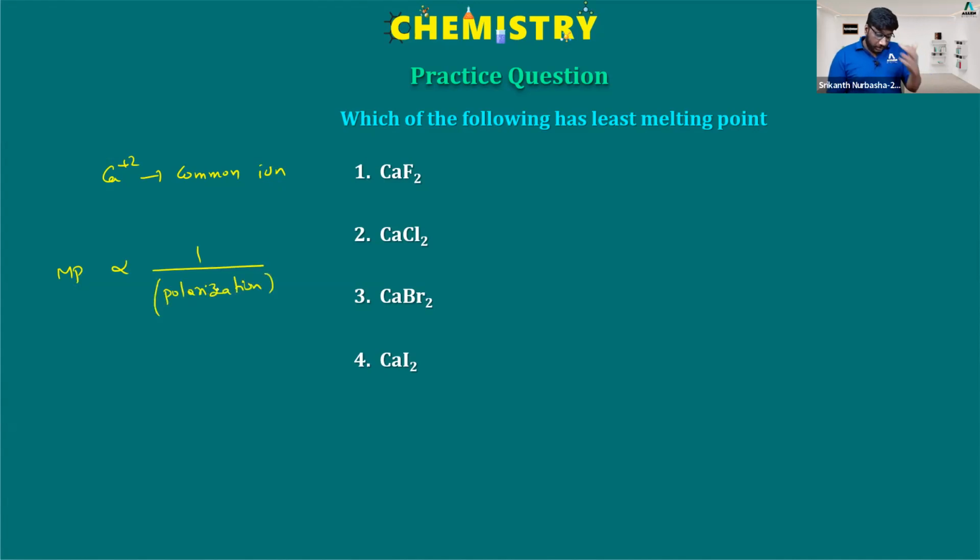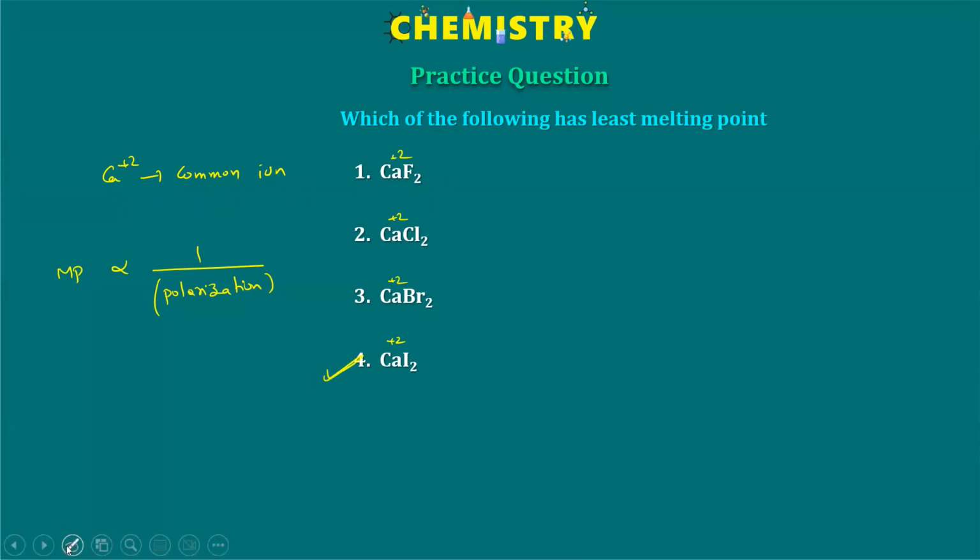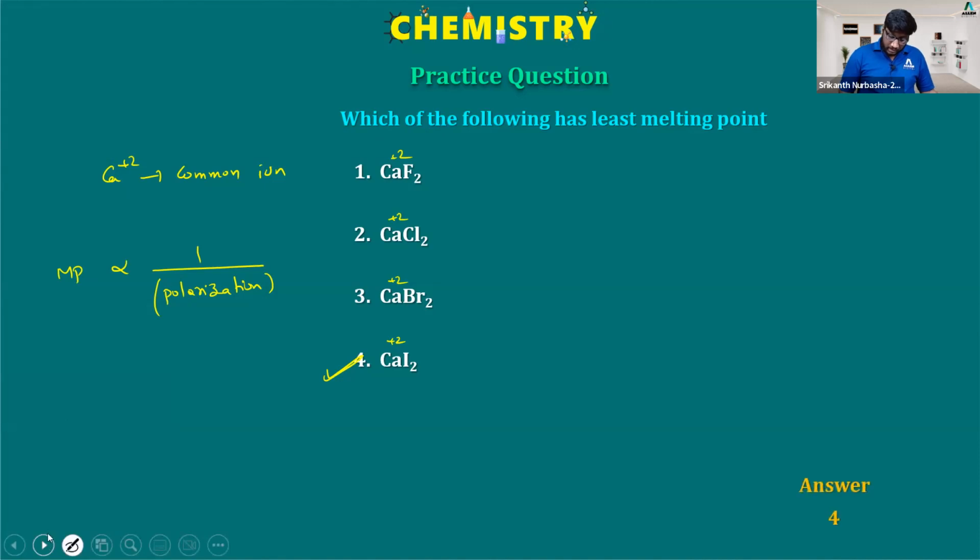So everywhere you have Ca2+. Where is the polarization going to happen greatly? Fourth option. Greater the polarization, lesser the melting point. So which of the following has the least melting point? Option 4, CaI2. Yes or no? In CaI2, because of the large size of I-, the electron density can be easily polarized. Because of easy polarization, melting point is inversely proportional to polarization. So melting point is going to be least.